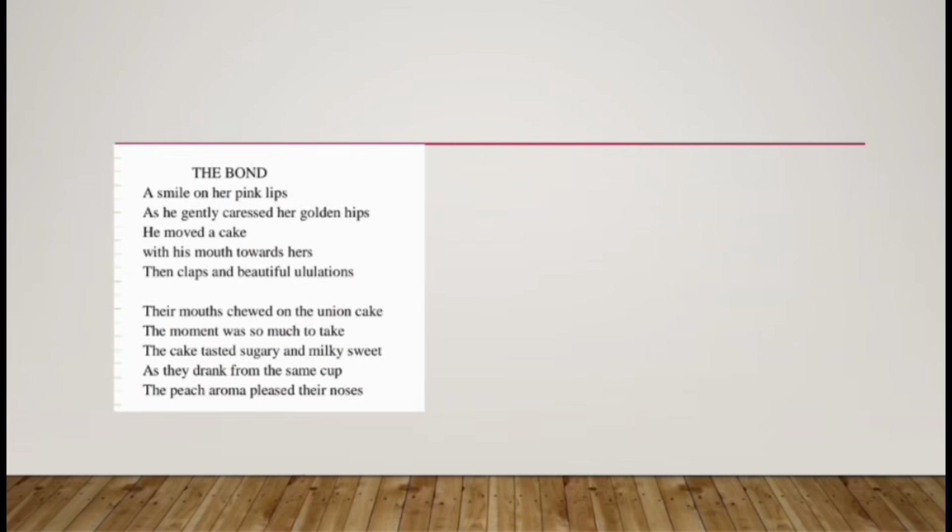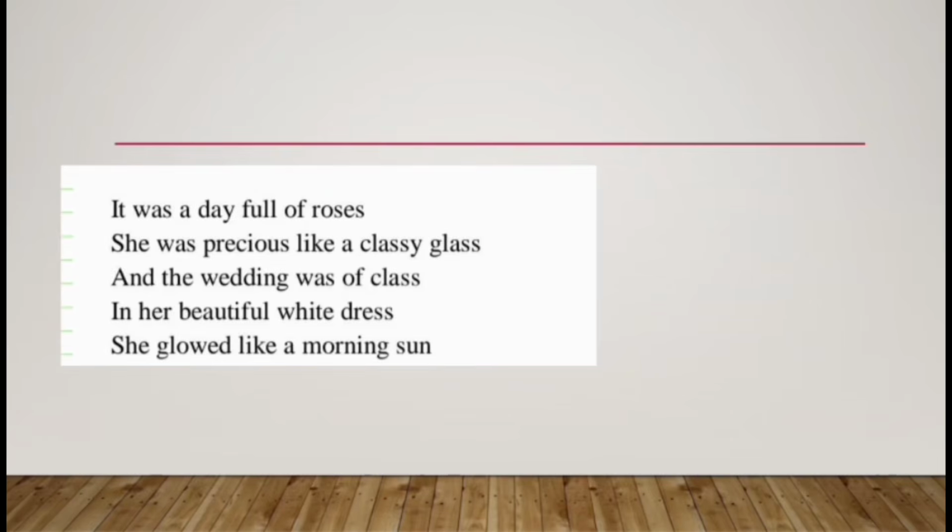The Bond. A smile on her pink lips as he gently kissed her golden hips. He moved a cake with his mouth towards hers, then claps and beautiful ululations. Their mouth chewed on the union cake. The moment was so much to take. The cake tasted sugary and milky sweet as they drank from the same cup. The peach aroma pleased their noses. It was a day full of roses. She was precious like a classic glass. And the wedding was of class. In her beautiful white dress, she glowed like a morning sun.